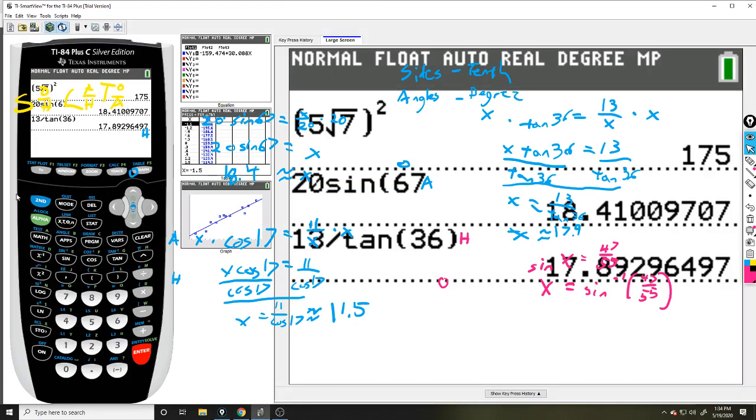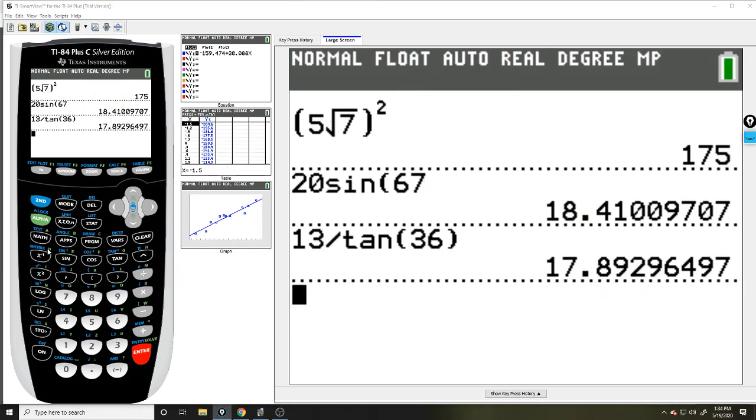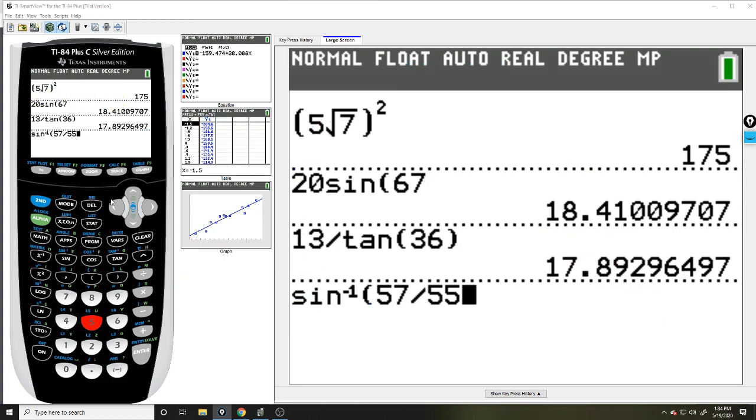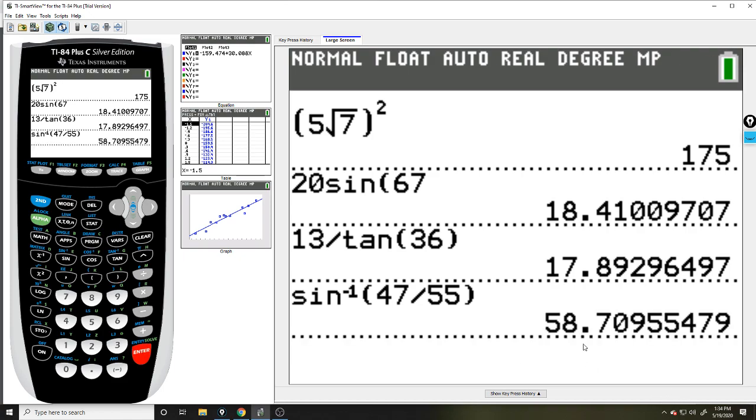To get to sine, you're going to hit second sine. That's your sine inverse. And then we had 47 over 55, I believe. Let me double check that. Yes, but let's type in 47 instead of 57. 47 out of 55. Close parentheses. Equals. And that's my angle. 58.7, and we're going to round that to the nearest degree.